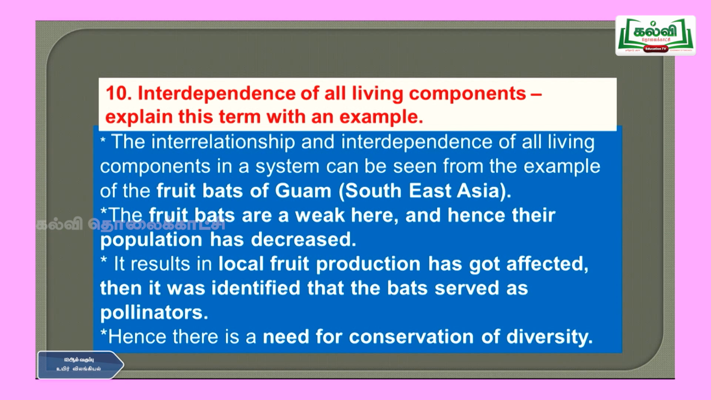local fruit production being affected, and then it was identified that the bats served as pollinators. When the bat population reduced, the fruit production also reduced accordingly, because they found that the bats were pollinating the flowers and only then the new fruits were coming. So when the bats reduce, the pollination also reduces. So we can say that if the animals are there, then only the plants can grow, because they are interdependent. Hence there is a need for the conservation of diversity.